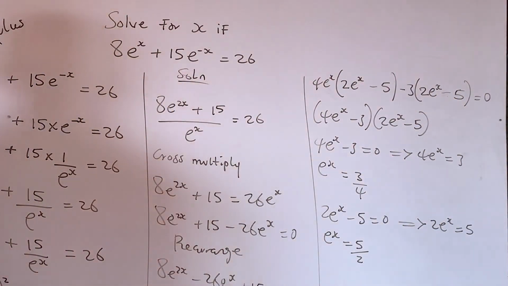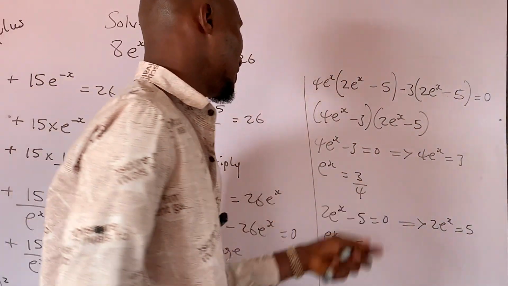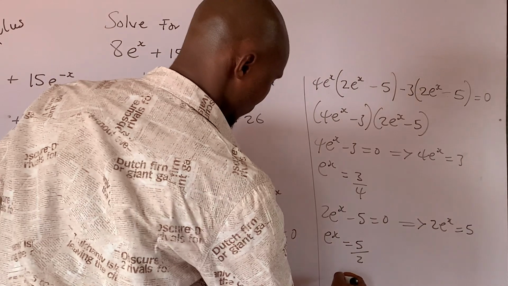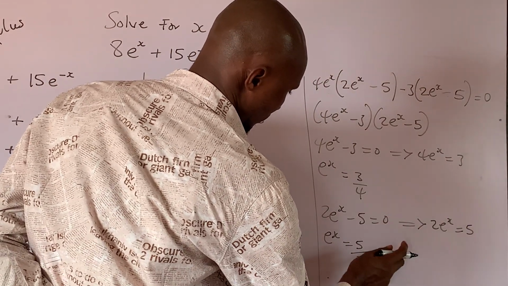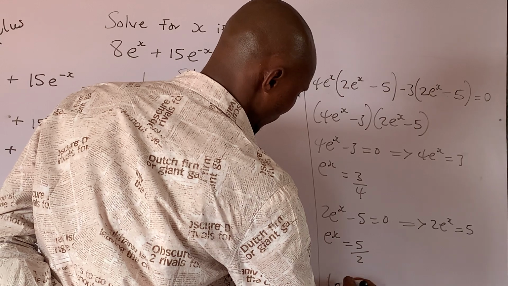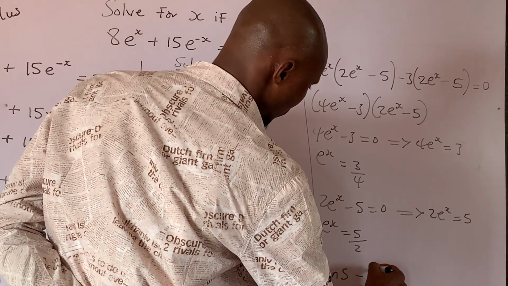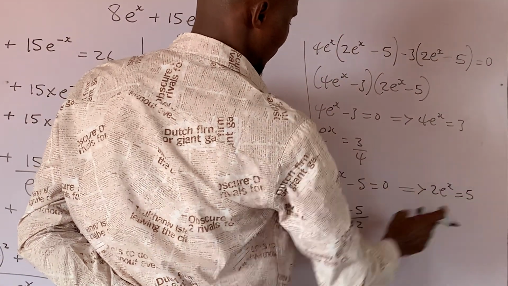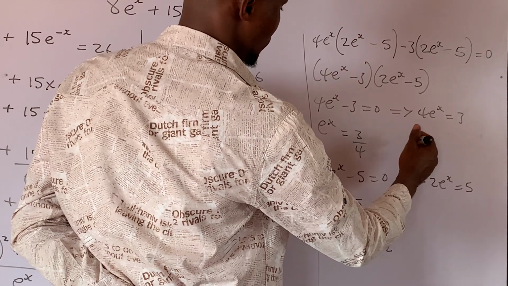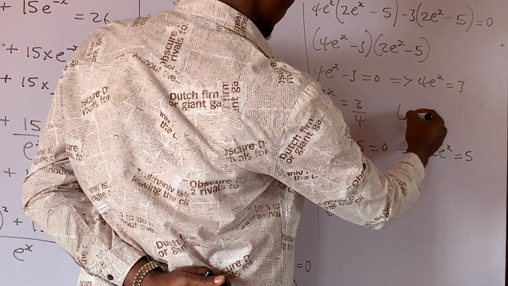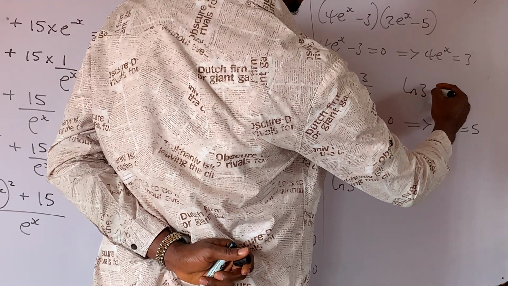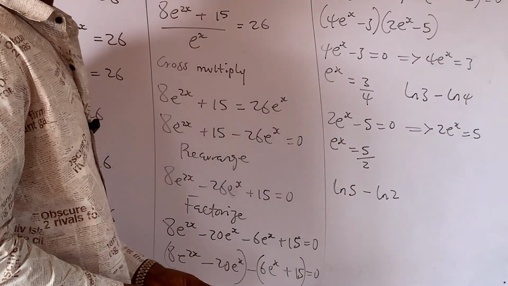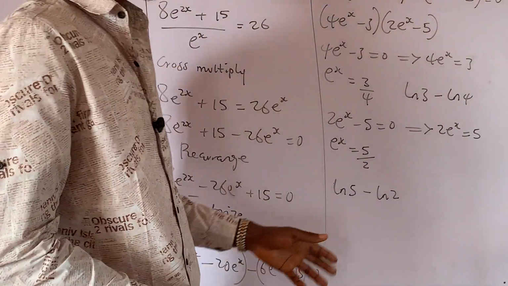Now, based on what I told you about this in calculus, we have this. Now, changing this thing now to indices and base, this simply means x equals ln 5 minus ln 2. That is for this. And for this one, it is ln 3 minus ln 4. I know you are confused right now as to how I got this.